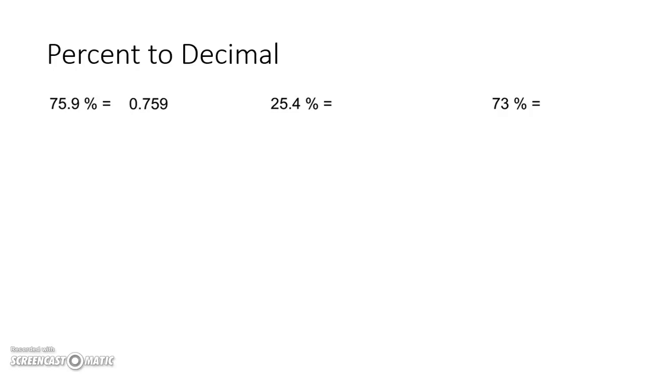Okay, if you did this one, you should have gotten 254 thousandths. Pause the video and try 73%, but remember, if you don't see a decimal in a number, it always goes at the end.